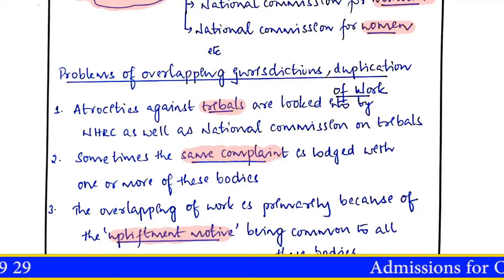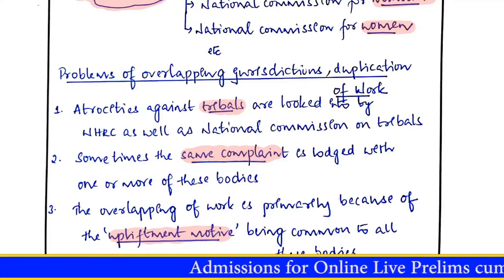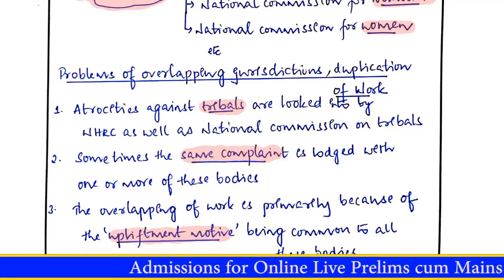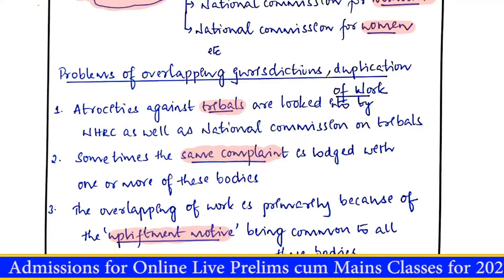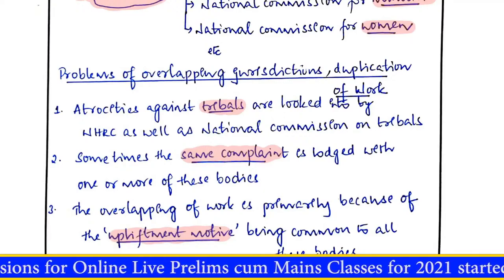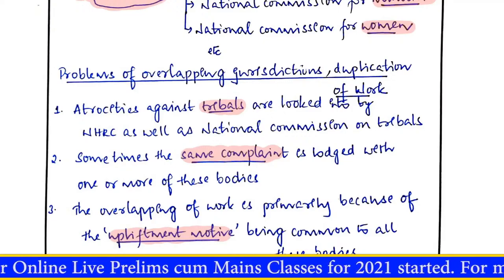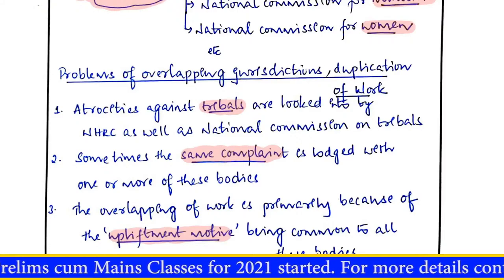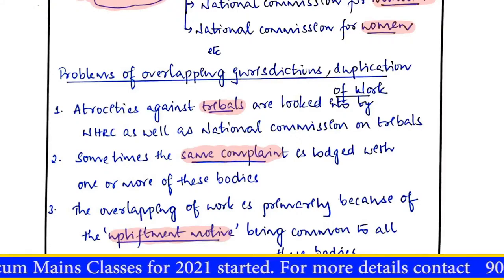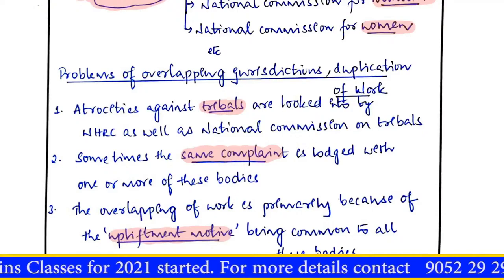And not just a single person, if a section of the ST population wants to set up a petition for something in relation to their rights, they do it in relation to NCST, they also send it to NHRC, okay, and if they are related to women, they also send it to National Commission for Women. So the same complaint is being processed by three bodies.